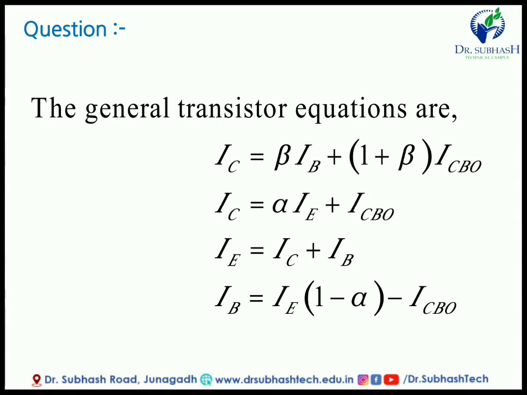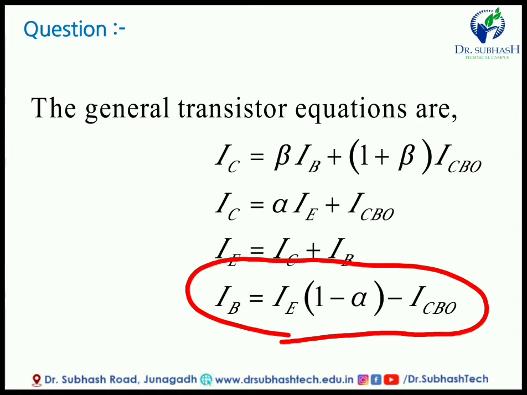Now IB is equal to IE (1 minus alpha) minus ICBO. This is the base current equation: IB equals IE (1 minus alpha) minus ICBO.